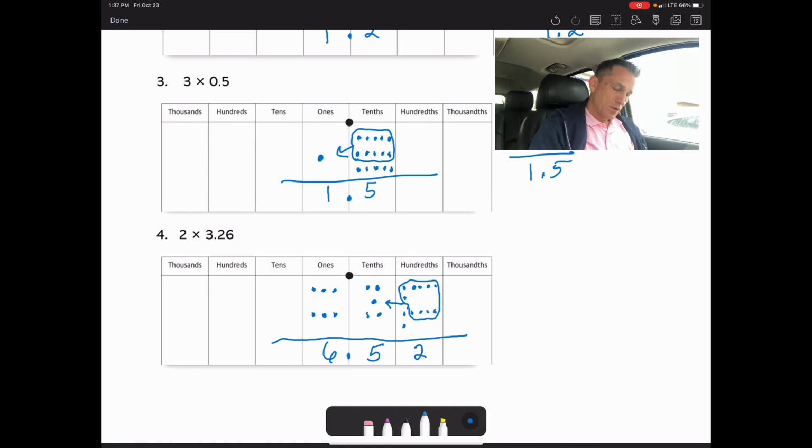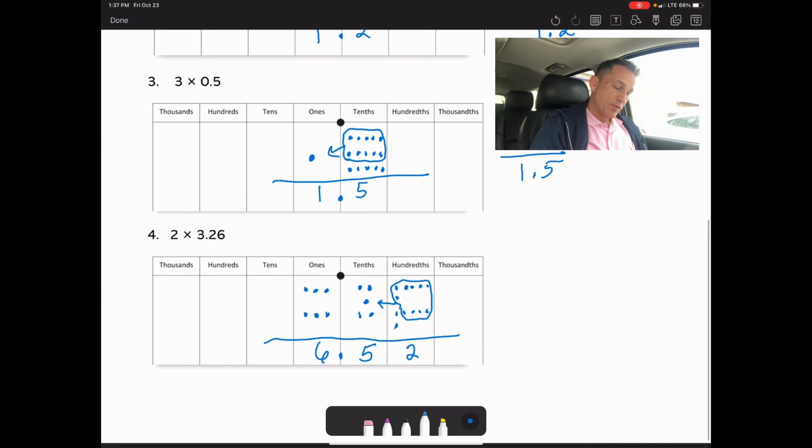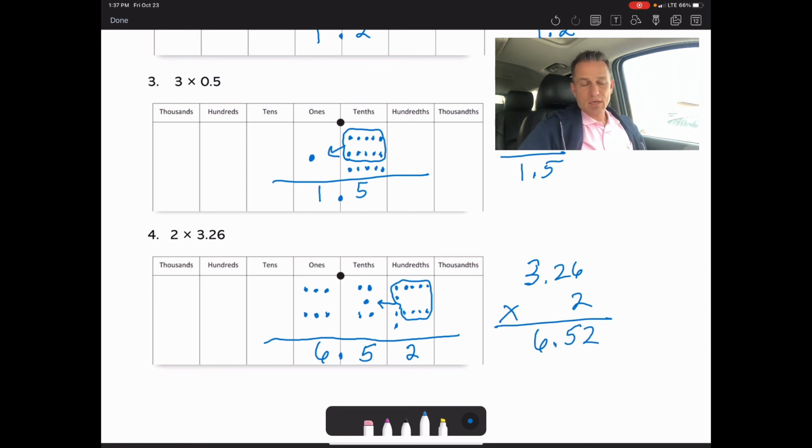So I'm going to write that out vertically with the numbers. Times 2, and that equals 6 and 52 hundredths. And that's how we do this assignment.